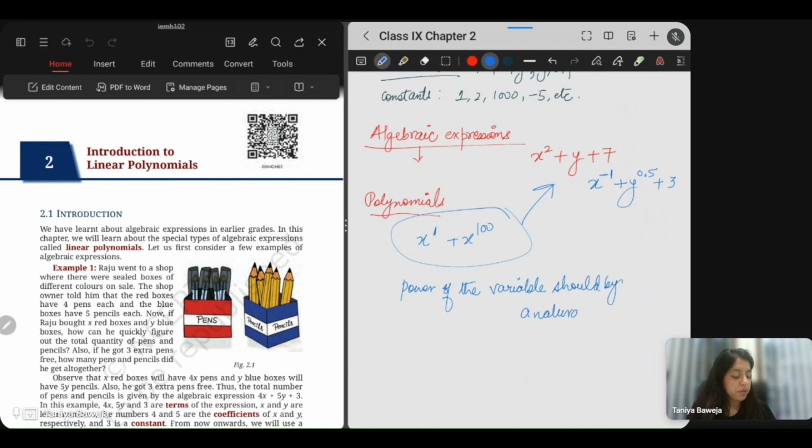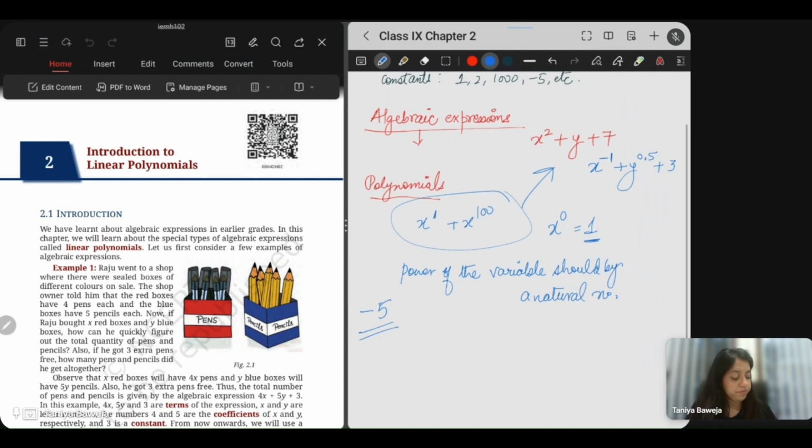Why a natural number? Because in exponents you have studied that any number raised to the power 0 is always 1. So we are able to define it and we call these constant polynomials. Okay, when the answer is just a constant. So if you have a -5, for example, this is also a constant polynomial. Okay, now let's go on.